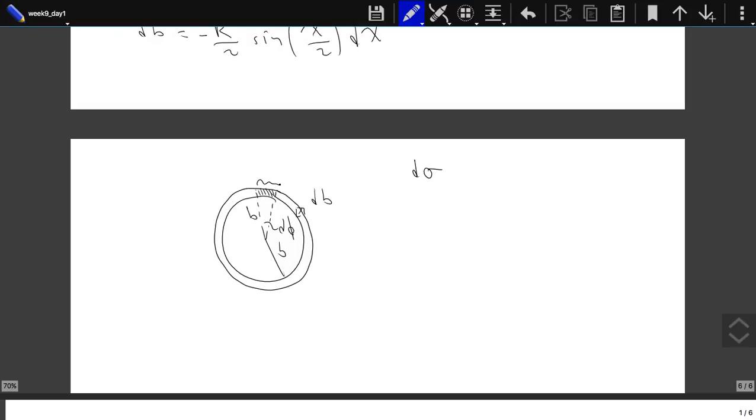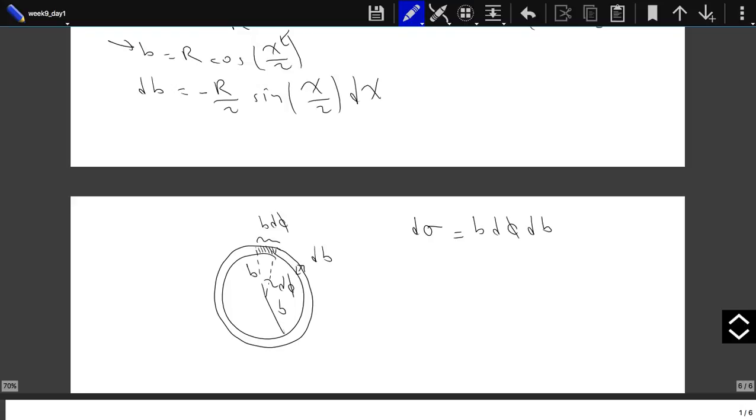So this side is b d phi. So the sigma is nothing but b times d phi times dB. But we already know what dB is and b is. Now b is r times cosine chi over 2. Well, let's just keep d phi. dB is r over 2 sine chi over 2 d chi.